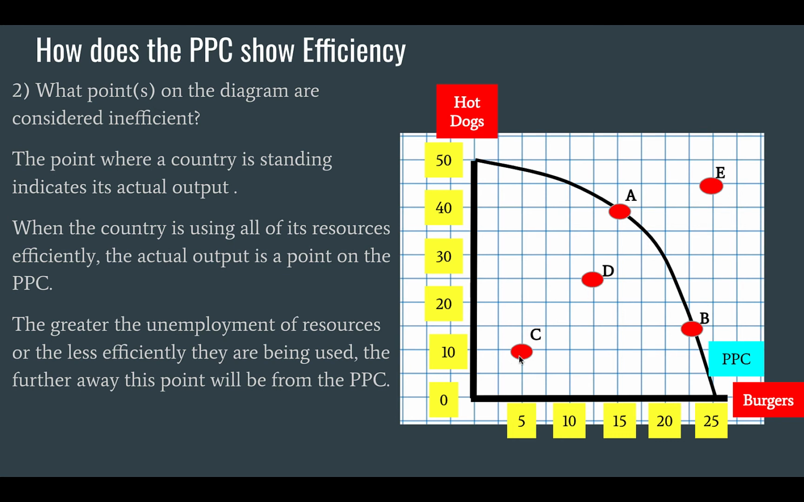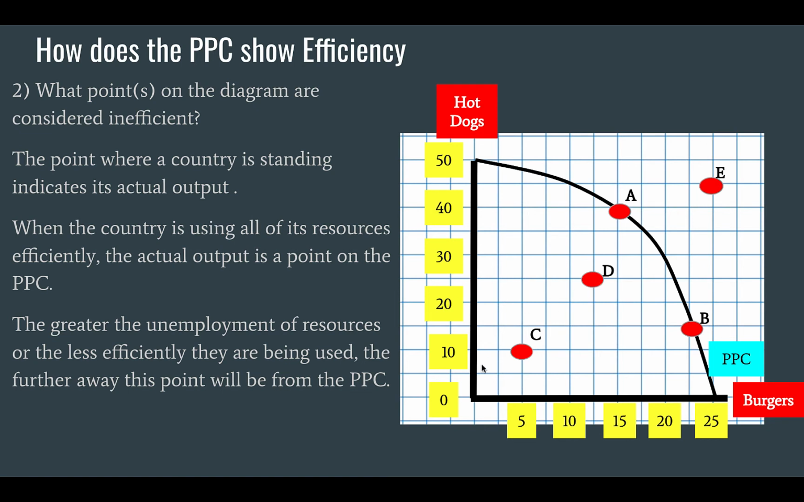So at point C here, either there's a huge amount of inefficiency in the use of factors of production, or not all of them are being used. Now the same is true for point D, but either more factors of production are being used at point D than at point C, and or they are being used more efficiently.